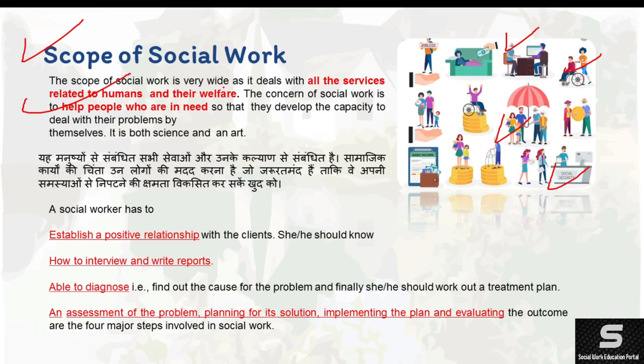So the concern of social work is to help the people who are needed. जिनको हेल्प की ज़रूरत है उनको हेल्प प्रोवाइड कराना. सो उनमें एक कैपेसिटी डेवलप हो पाए ताकि वो अपनी समस्याओं से खुद ही सुलझा सके, अपनी समस्याओं को डील कर पाए. So basically to develop the capacity in the people so that they can solve the problems by themselves. So it is an art and it is a science.